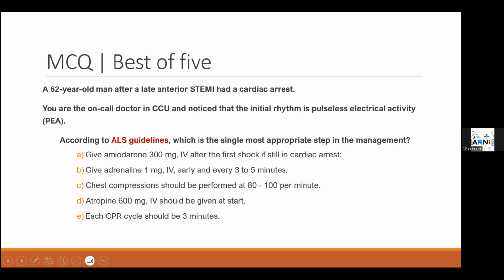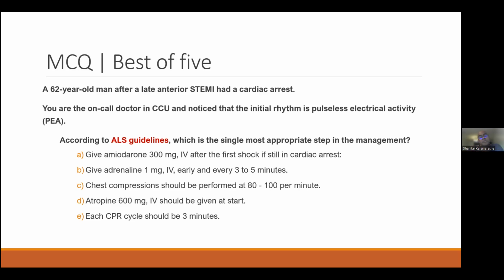Yes, sir. So what do you think about the answer? Give amiodarone 300 milligrams IV after the first shock. No. After which cycle do you give it? The third cycle, after the second cycle, in the third.